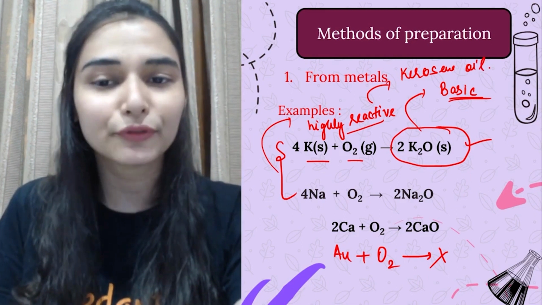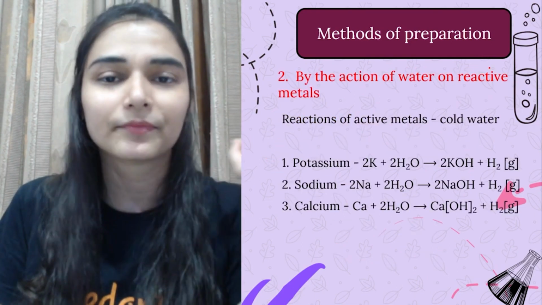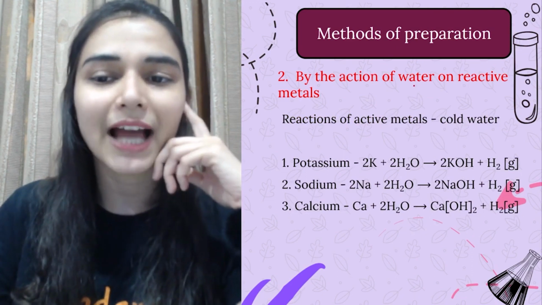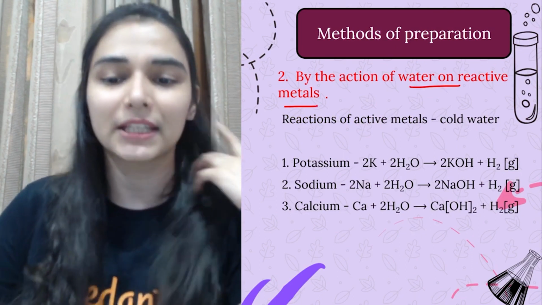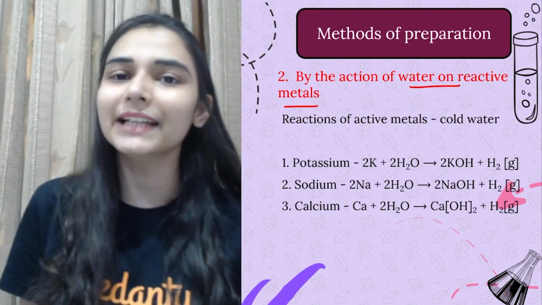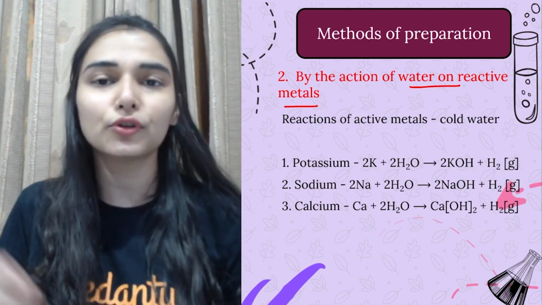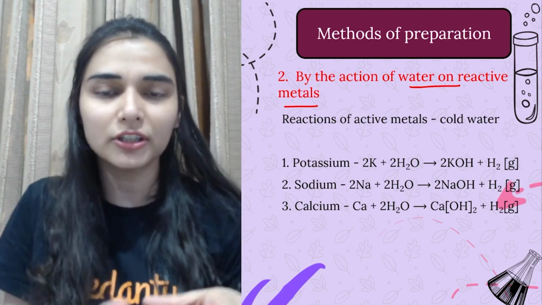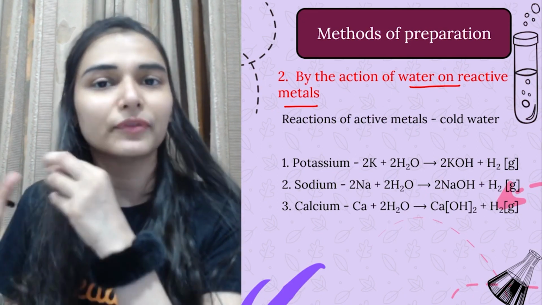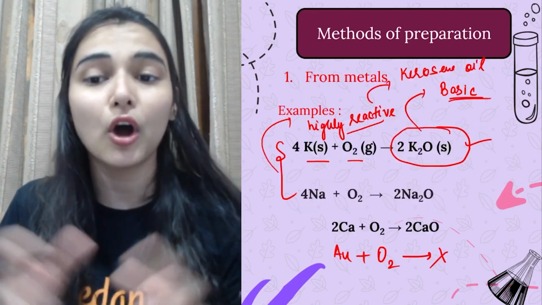So that is the first strategy for making the bases. And the second method is the action of water on reactive metals. What did you take earlier? In the last reaction you took oxygen and reactive metals to give metal oxides, which are generally basic in nature. Not all of them.